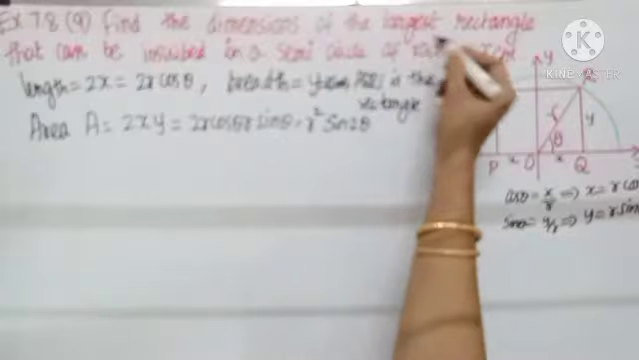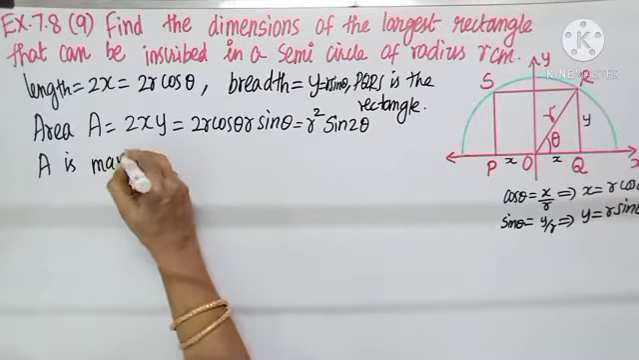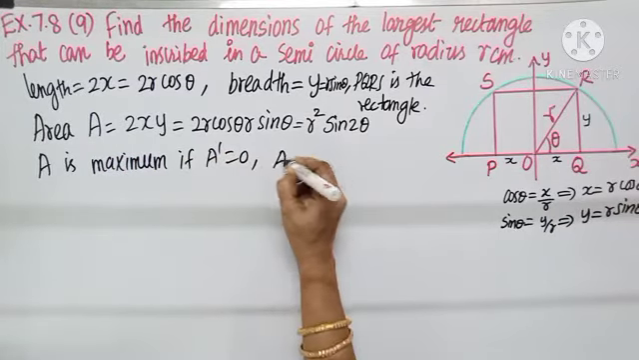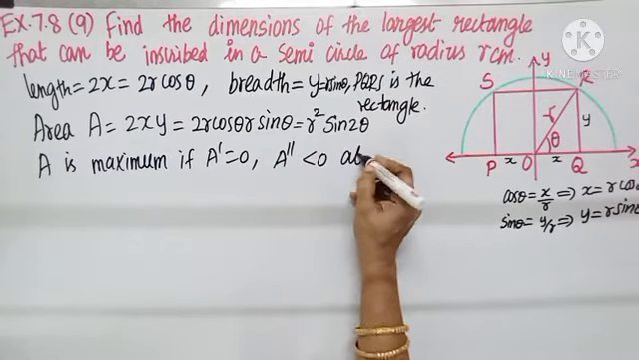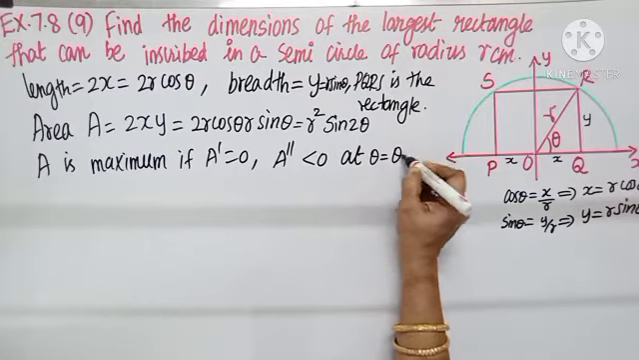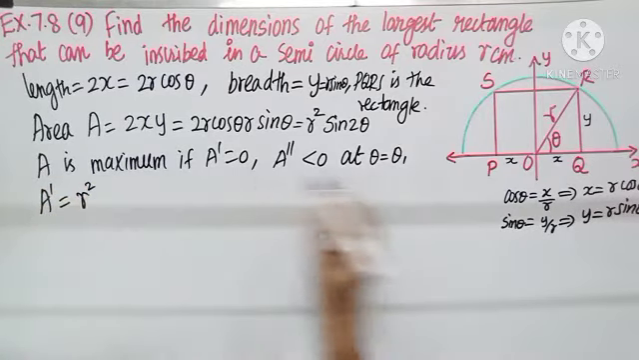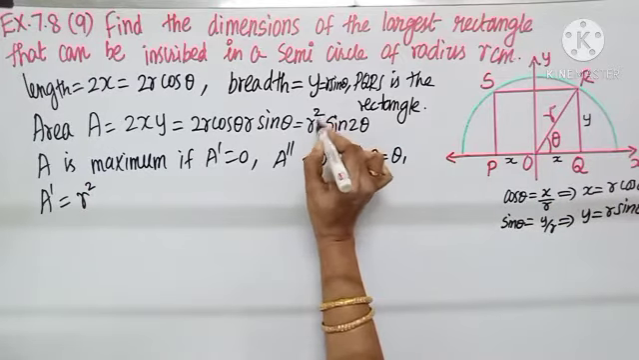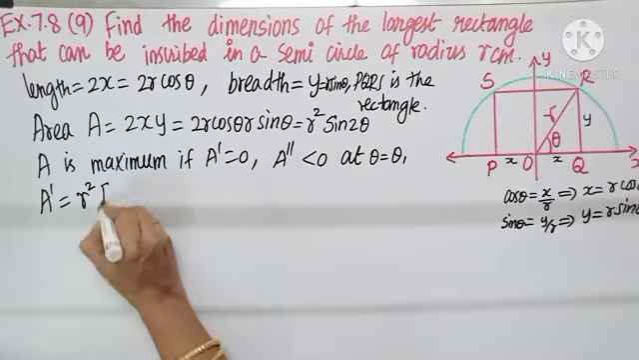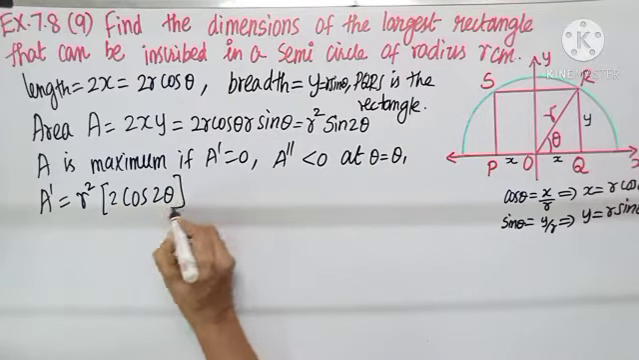Now the question is largest rectangle. So A is maximum if A dash equal to 0 and A double dash less than 0 at the variable is theta, so theta equals theta 1. Finding A dash, r square being the radius, it is a constant, so keep it as coefficient. Sin will become cos 2 theta, 2 theta will become 2.